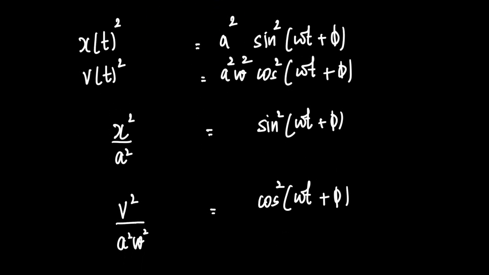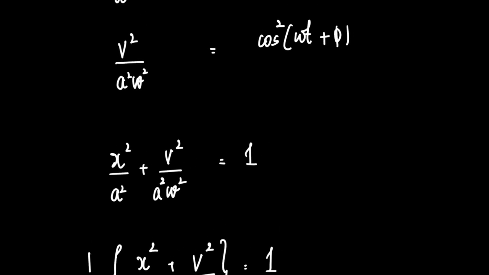Now, let's bring a square to the LHS and a square omega square to the LHS in the first and second equation respectively. So what we get is x square by a square is equal to sine square omega t plus phi, and v square by a square omega square is equal to cos square omega t plus phi. All right?